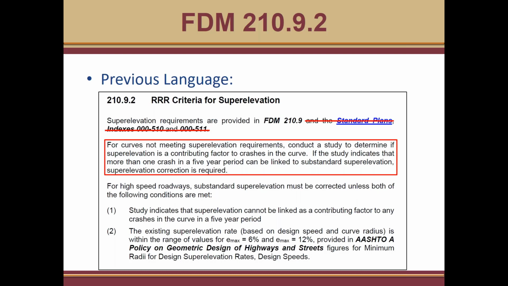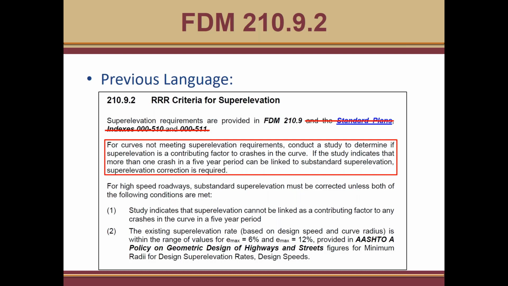Here it says that if you have an existing curve that does not meet superelevation requirements, you need to do a crash study to see if there were any crashes that were attributed to the substandard superelevation in a 5-year period. Then, if there was more than one crash in this period that was determined to be related to the substandard super, then you had to correct the superelevation.